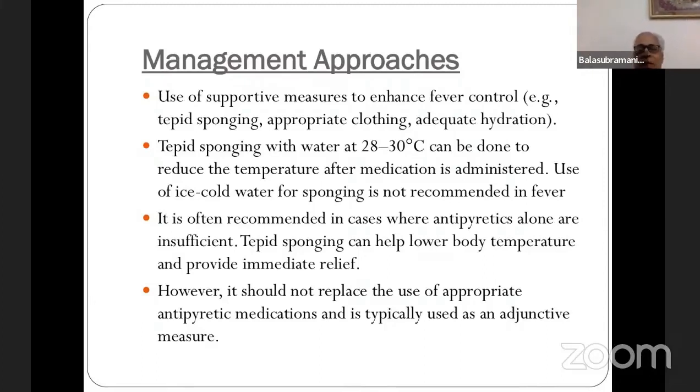The physician who believes in tepid sponging should know everything about the correct technique of tepid sponging, demonstrate to the mother, then only advise tepid sponging. Most nursing councils across the world have given up tepid sponging as a method of bringing down temperature. So we should depend on antipyretics rather than tepid sponging.